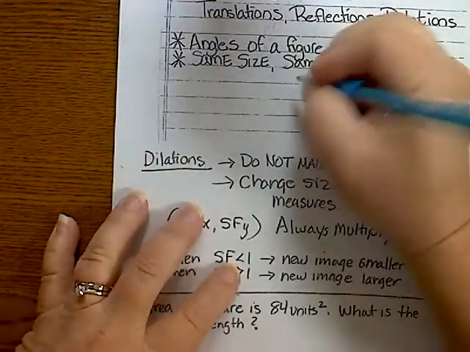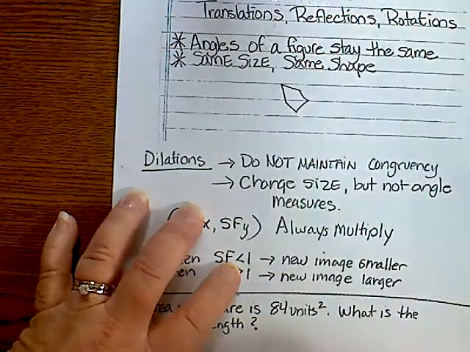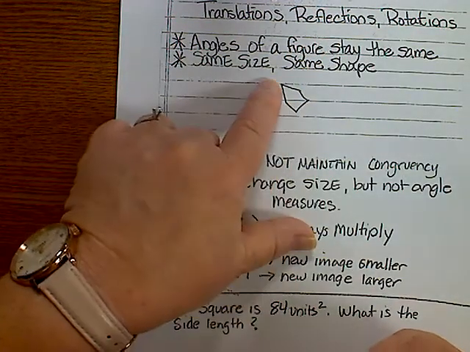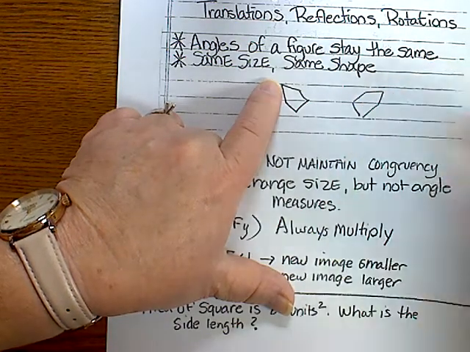And I'll show you an example. If I had something like this, okay, and I rotated it, instead of having the point go this way, it may make the point go that way.